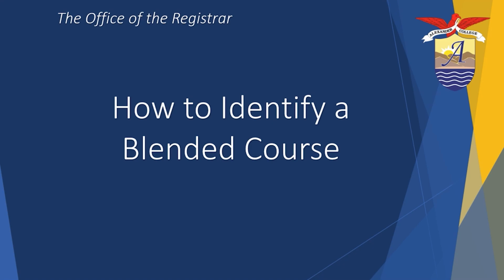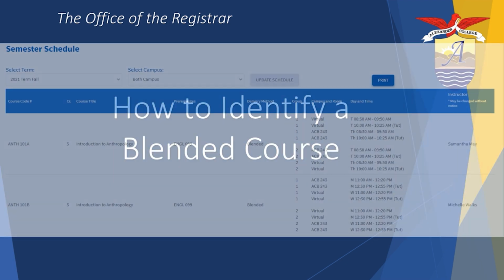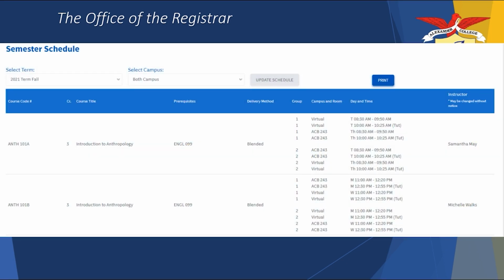How to identify a blended course. Now that you know how blended course groups work, we will show you how to see if the course you want to take is blended. If you are using the semester schedule, you can check the column labeled Delivery Method on the semester schedule. This column will list if a course is virtual, online, or blended. If the course says blended, it will use the blended course delivery method.